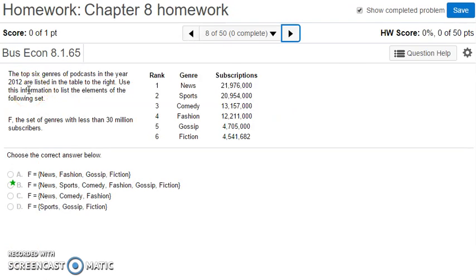So the top 6 genres of podcasts in the year 2012 are listed in the table to the right. Use this information to list the elements of the following set. F, such that it's a set of genres with less than 30 million subscribers. Well, if you look at this, they all have less than 30 million subscribers. So we need news, sports, comedy, fashion, gossip, and fiction. So all 6 of the genres are going to be part of that set.